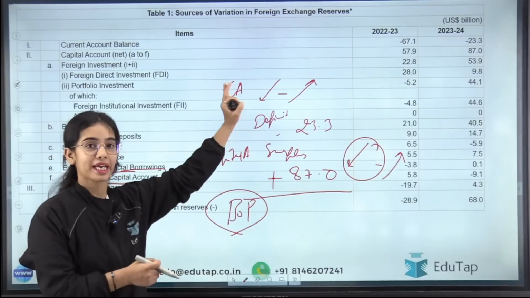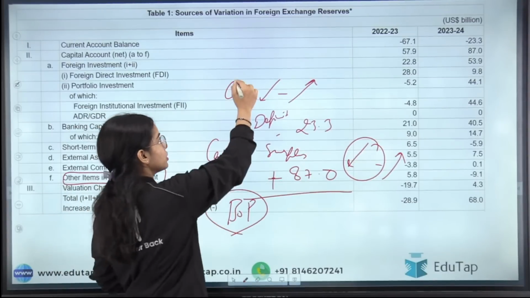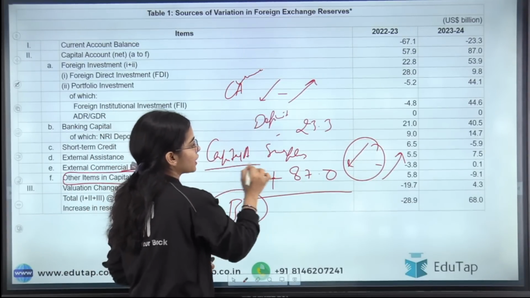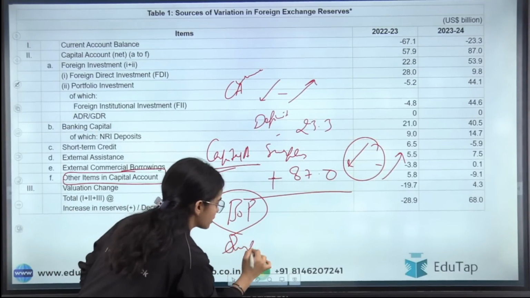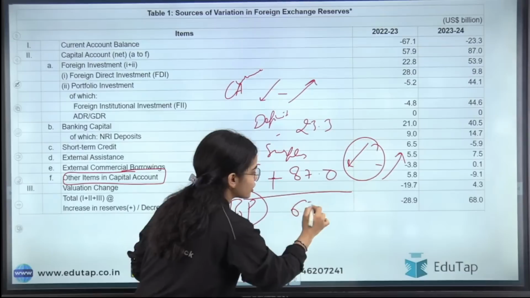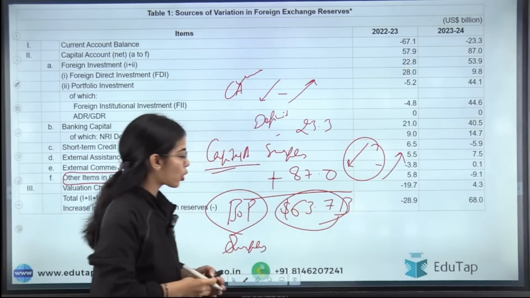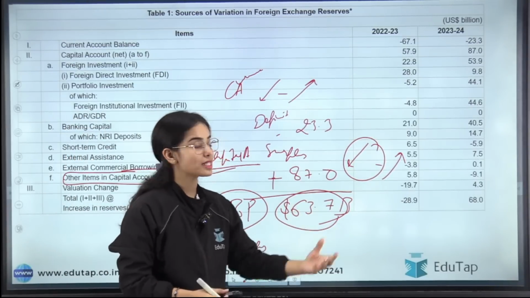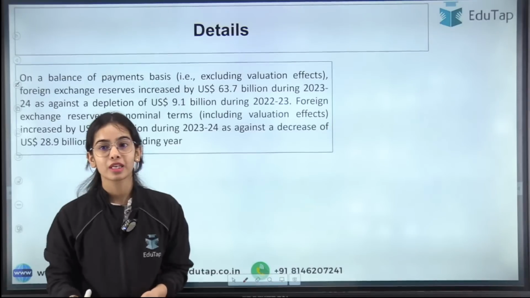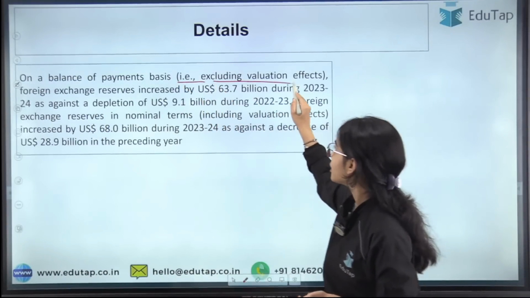So in the balance of payment, can you tell me what the situation is? The current account is in deficit, but the capital account is in surplus. So in the balance of payment, you have a surplus of how much? $63.7 billion. So we have got, in the balance of payment, a surplus of $63.7 billion. Yes, very good. This is on a balance of payment basis, that is, excluding the valuation effect.